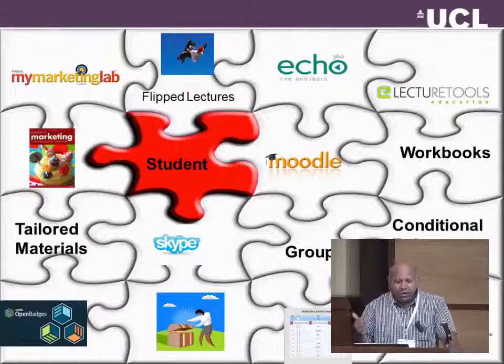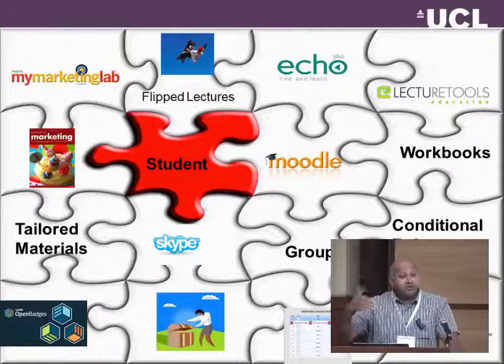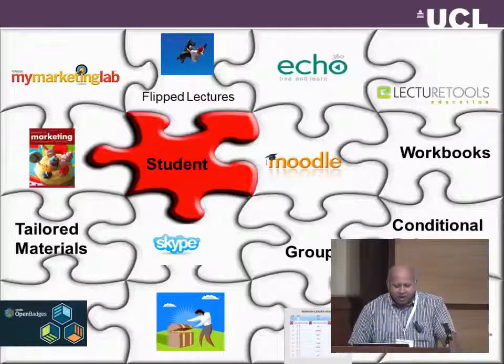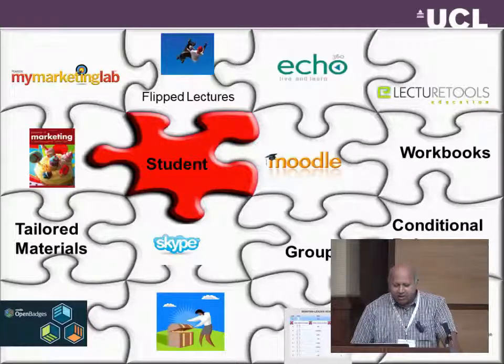There was Echo and lecture tools, which captured lectures and then made them available to the students. So she was able to record some lectures. The students didn't have to turn up. There's a student itself, student-centred learning.